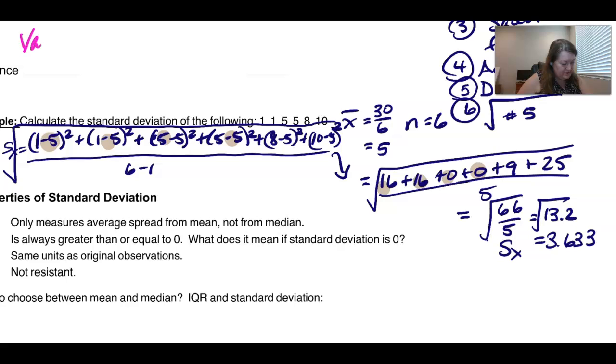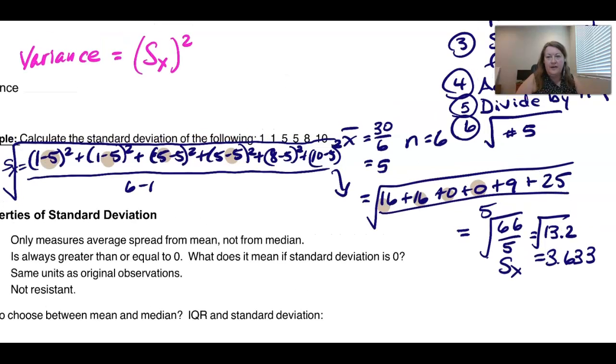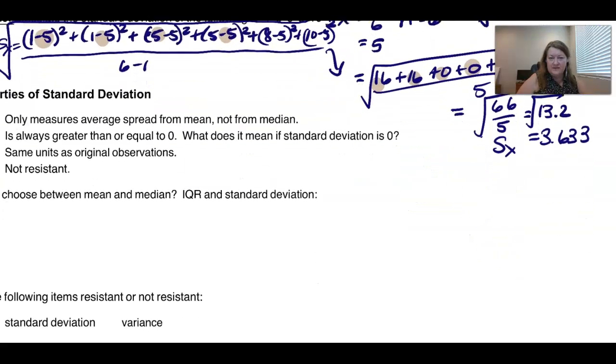I'm going to rewrite it. So variance equals standard deviation squared. So if you take off that square root, you have variance. Okay, so the difference between variance and standard deviation is that if you square the standard deviation, you get variance. If they give you variance and you want to get to standard deviation, you take the square root. Okay, they're distances, right? So they're both going to be positive numbers.